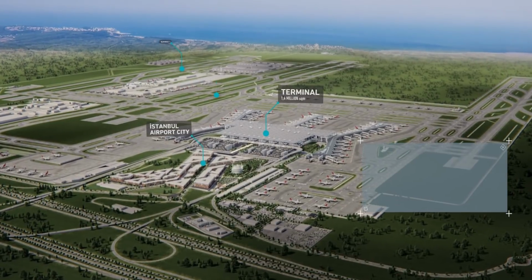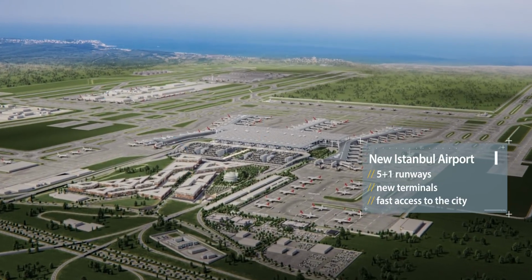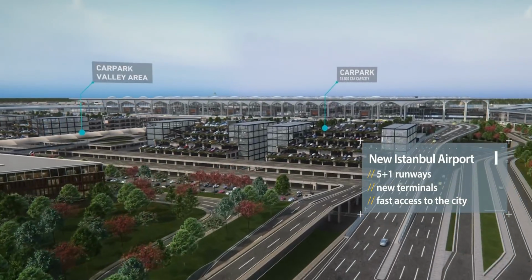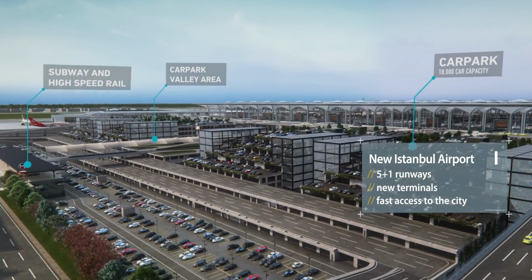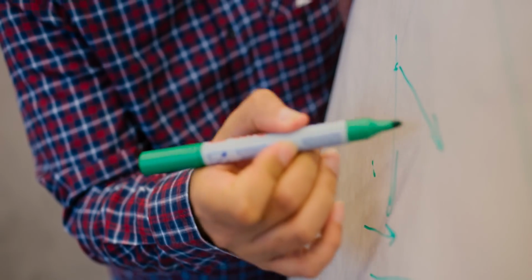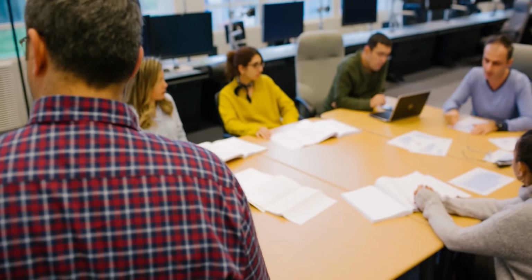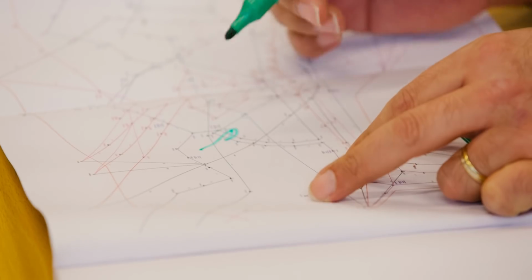The Istanbul new airport will have multiple runways introduced in phases, new terminals and fast access to the city through new train and road links. In the first phase, two runways will open and support parallel runway operations at the new airport as well as the existing airports. DHMI have radically redesigned the Istanbul terminal area.